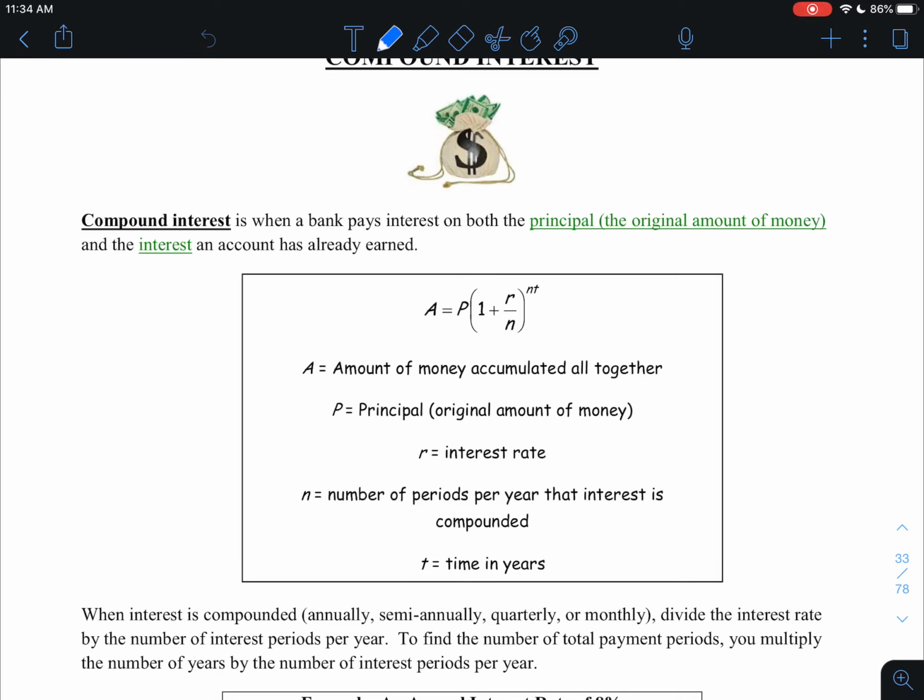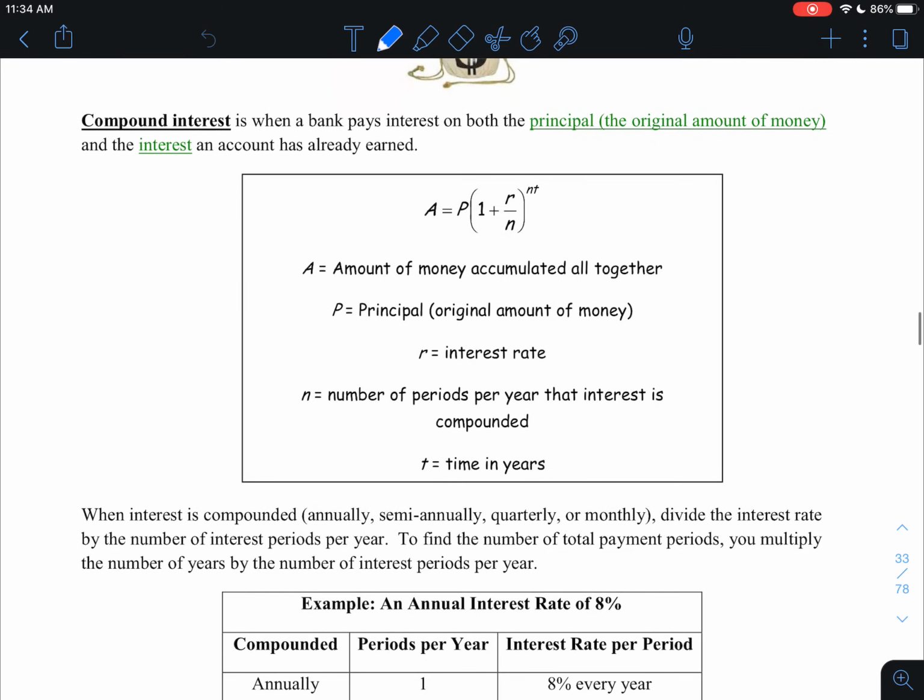So compounded interest is when a bank pays interest on both the principal and the interest an account has already earned. So we have a formula for calculating the amount of money that an account will accumulate, and it looks similar to the exponential growth equation that we had, because A is the amount that we end up with, P is the principal, so that's the original amount, R is our interest rate, N refers to the number of periods per year that interest is compounded.